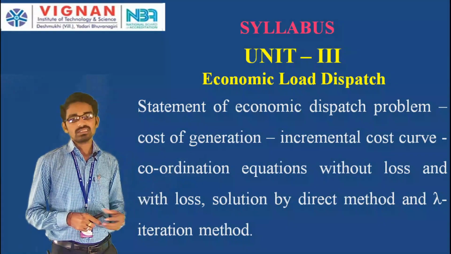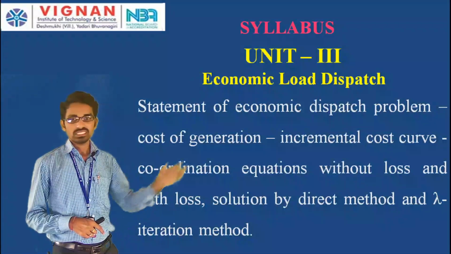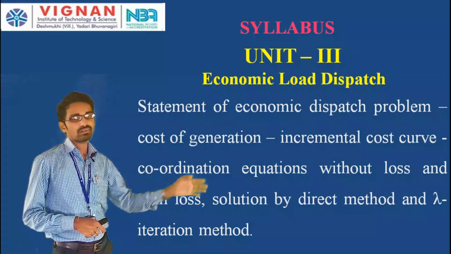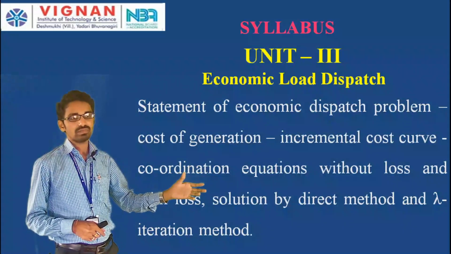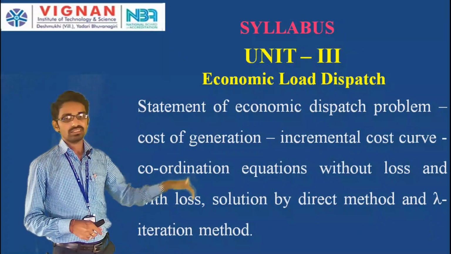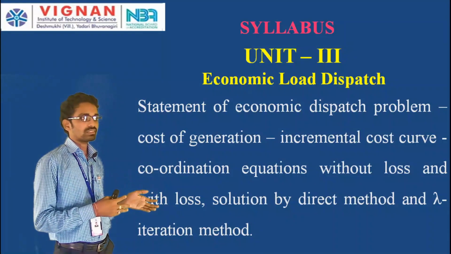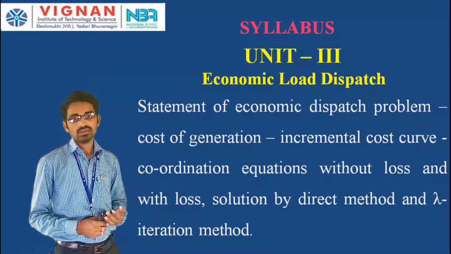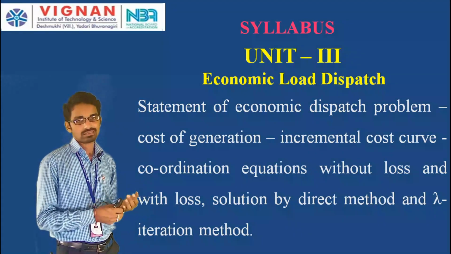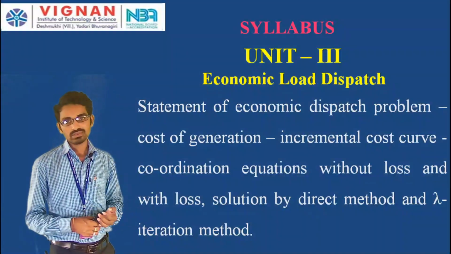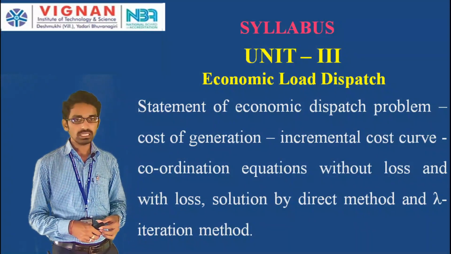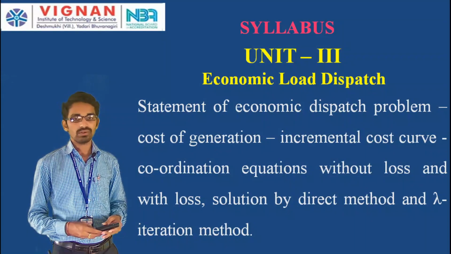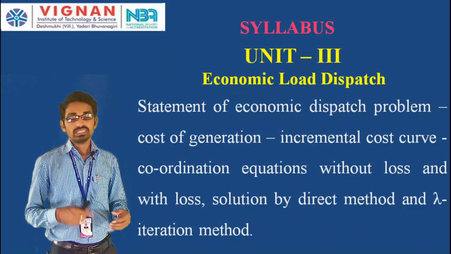So, that is the cost of generation, and then you have the incremental cost curve. The incremental cost curve is the cost curve between the output of power generated and fuel cost. If you draw the characteristics between them, you get the incremental cost curve, and then you have coordination equations. Those coordination equations are nothing but power balance equations. With loss and without loss, we are going to calculate the coordination equations, and with the help of those coordination equations only we are allocating the load to the generating stations, or allocating load to the generating units.